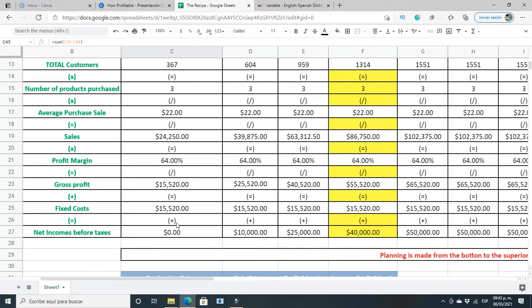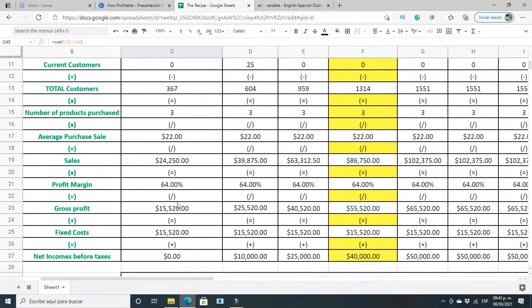And the main reason is because this table is, well, the planning is made from the bottom to the superior part. And I'm going to explain it to you now. Well, in this part, when we have the net incomes before taxes for the first month, or at least the 3 months, probably we won't obtain any benefit.